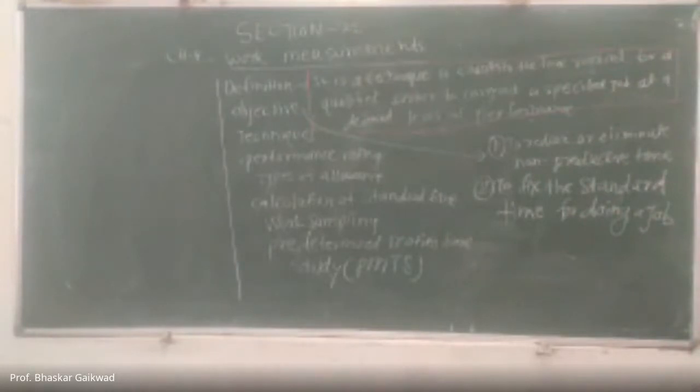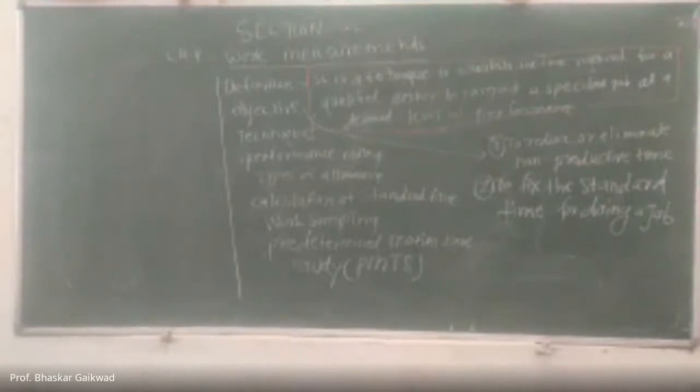If a worker changes, we ask the next worker to complete the job within this time because we have calculated the standard time, and accordingly we are going to pay. The salary or wages system also depends upon the standard time, the time required to complete the job as per the work measurement. This is the second objective of work measurement.